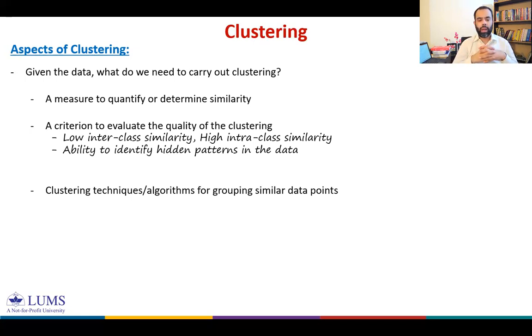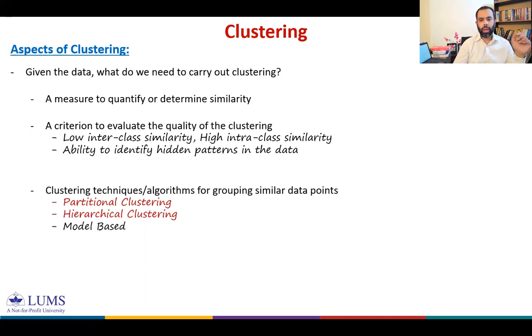These techniques are broadly categorized into different categories. This includes partition clustering, hierarchical clustering, model-based clustering, and density-based clustering. I will shortly explain each of these clustering types. But in this course, we will focus on partition clustering and hierarchical clustering. Okay, let's look at these aspects one by one.